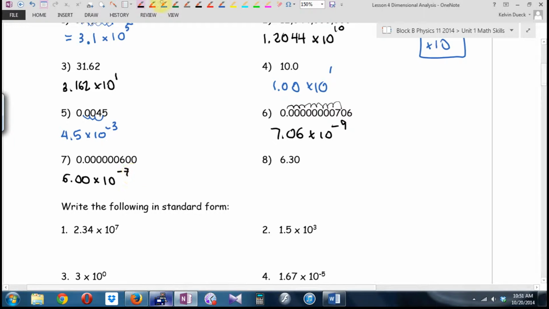Number 8. This one's stupid. I would never, in real life, write this in scientific notation, because scientific notation is longer than the actual original version, but it would be 6.30, because it's 3 sig figs, times 10 to the, who remembers? Yeah, 10 to the 0 power, because what's anything to the 0 power? Don't say 0. What's anything to the 0 power?